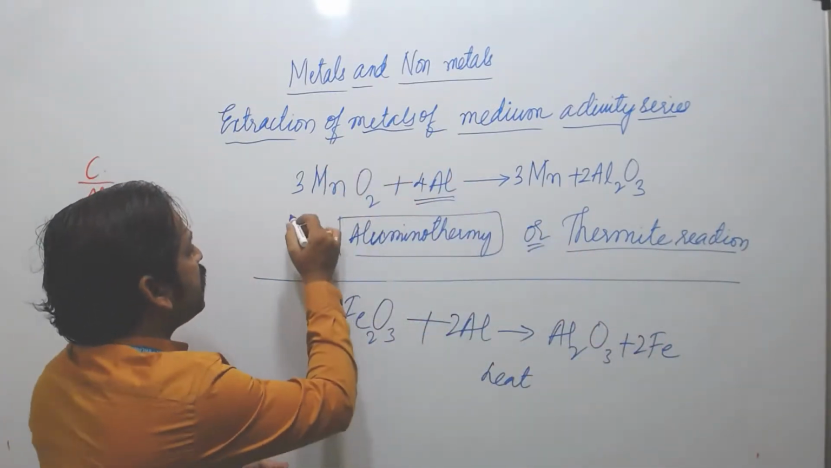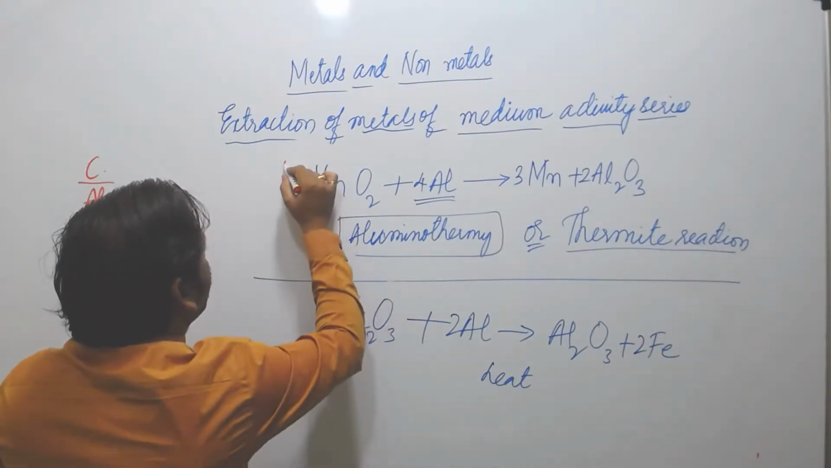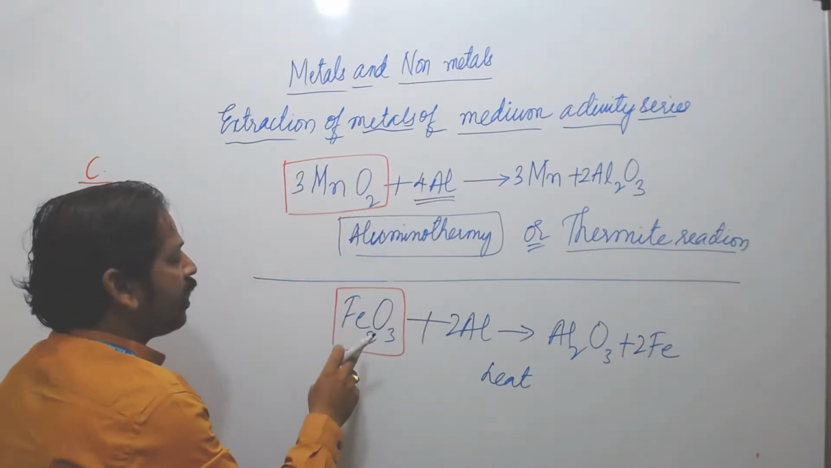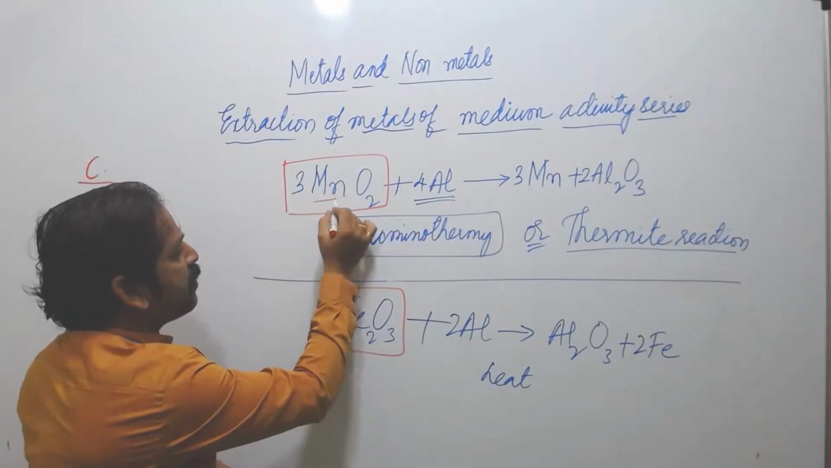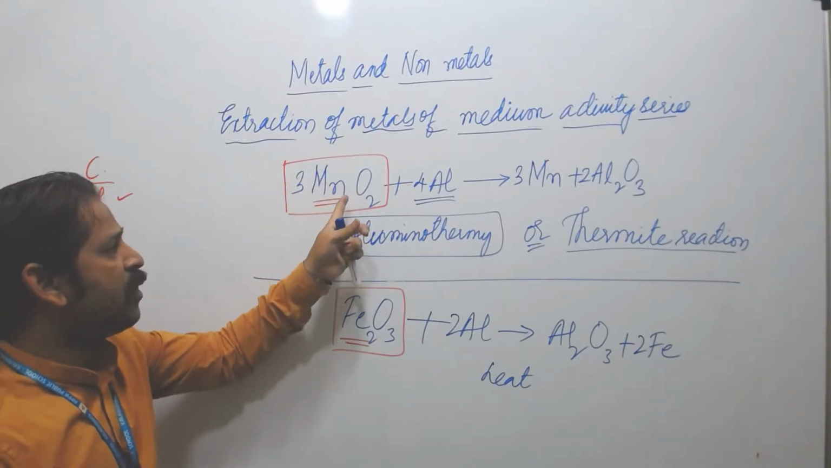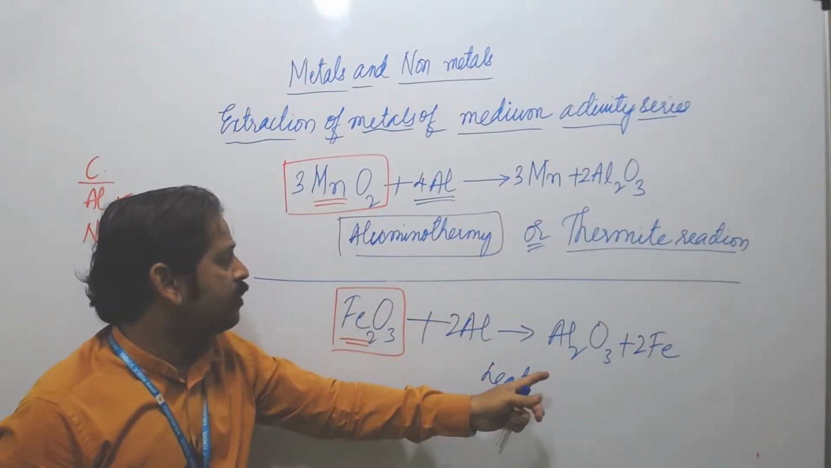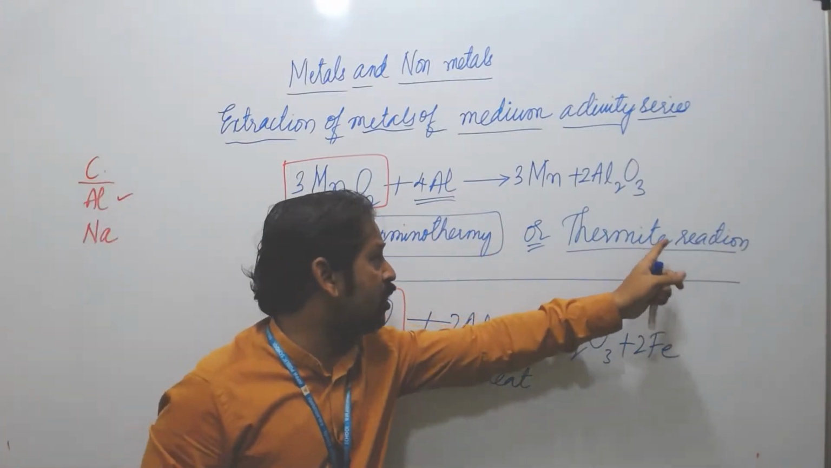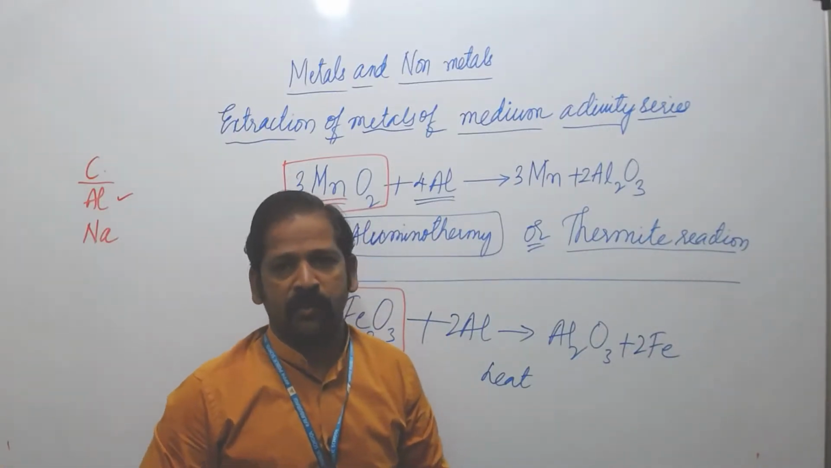And here manganese oxide is here and here iron oxide and manganese oxide. Yes, manganese is a medium reactive element, even iron is a medium reactive element. When these metals form the oxides, they become manganese or iron with the help of aluminium. That is called the thermite reaction or aluminothermy. Okay, we'll go for the highly reactive elements now.